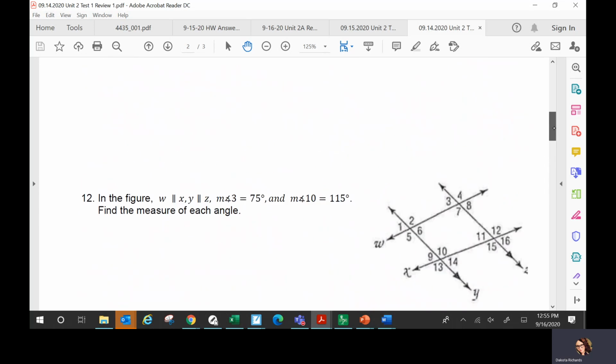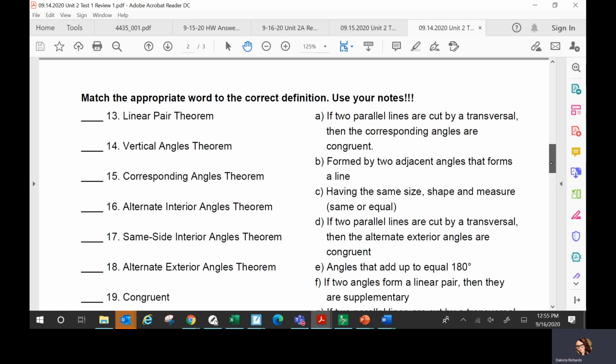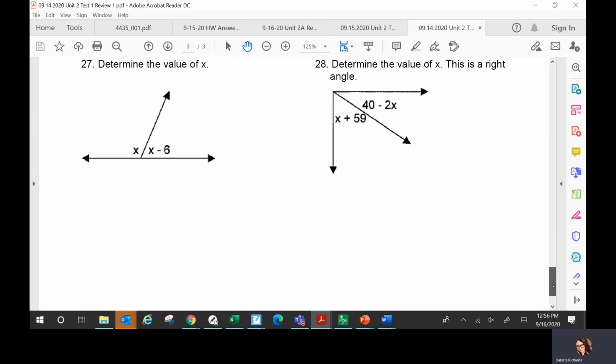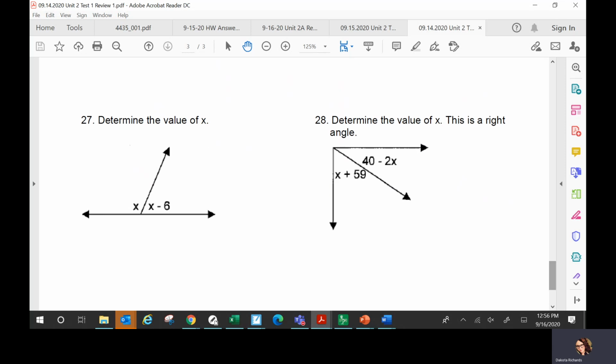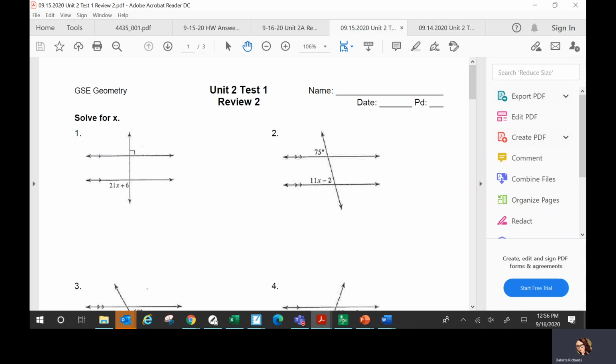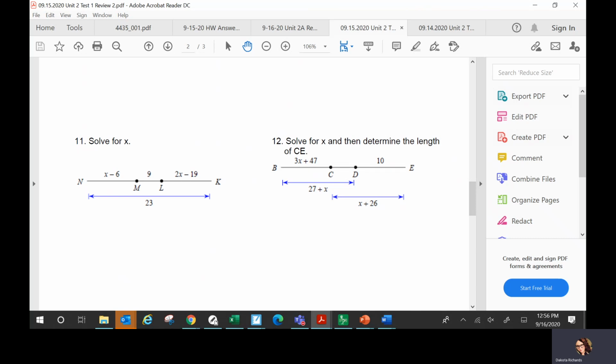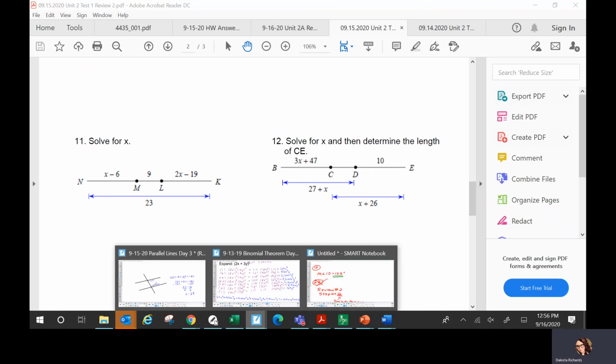All right, so today what you're doing is all of test review 1, which goes to question 28. Yes, you're doing 1 through 28, and then you're going to start review 2, but you're only going to get to number 12. So you're going to do all of review 1, and then when you get to test review 2, stop at 12. You don't have to do number 12.